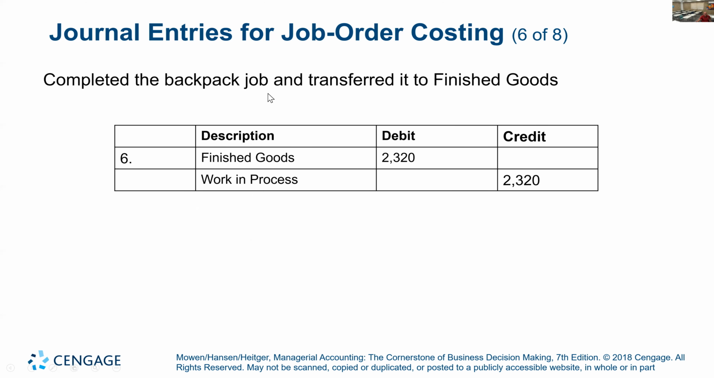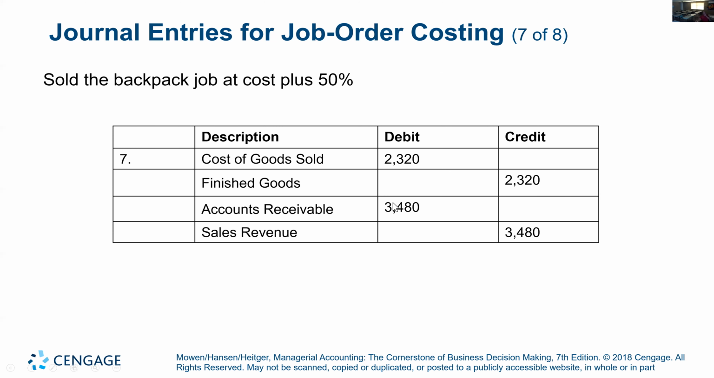All right, so we completed the backpack job and transferred it to finished goods. So we would debit our finished goods by the cost that we calculated, and credit our work in process. And then it says we sold the backpacks at cost plus 50%. So we take that 2,320, multiply it by 1.5, or 150%. That's 100% of the cost plus 50% profit. And you'll see that they sold all the backpacks for $3,480.